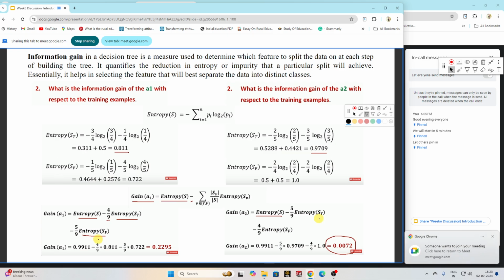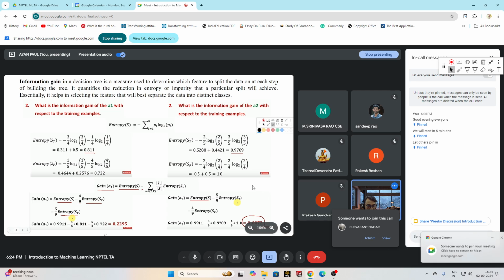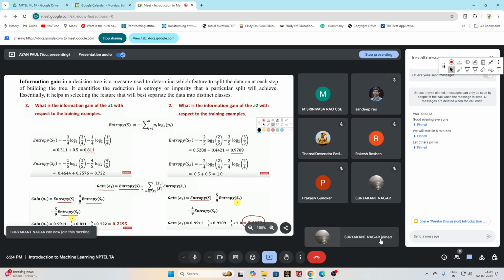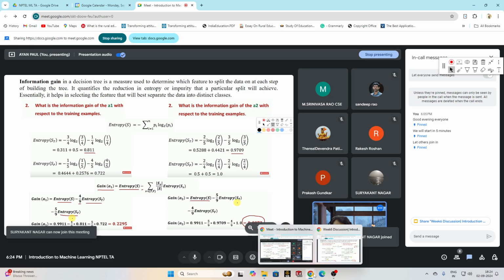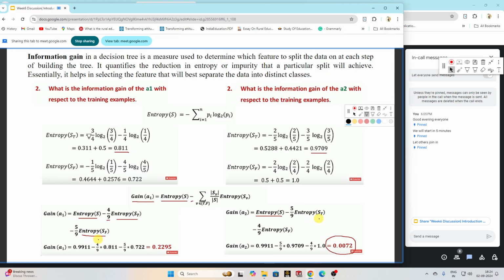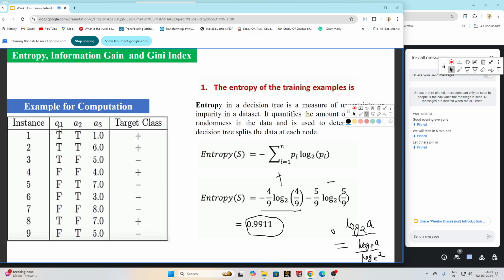This is also known as cross entropy. So how will we find the entropy of a particular attribute? See, in a1 we have two classes, true as well as false. How many true do we have? 1, 2, 3, 4: 4 true, and 1, 2, 3, 4, 5: 5 false.